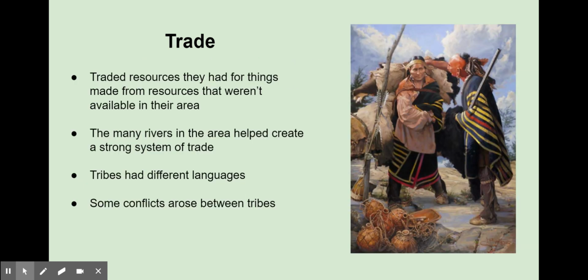An important feature of the Eastern Woodland tribes was that they were great traders. Each group used the resources around them to make what they needed. To get things they didn't have the resources to make, they traded with other tribes. For example, people in good farming areas traded crops for meat and furs. Another example is traders from areas with birch trees trading birch bark containers for things made of copper, which was not available in their area. The many rivers in this region helped create a strong trade system.